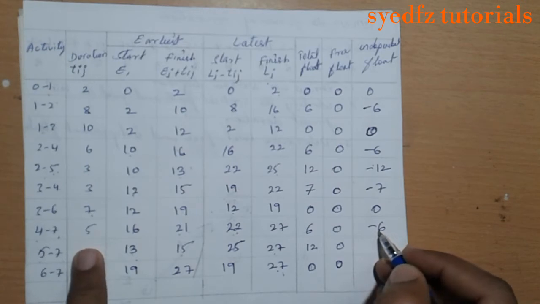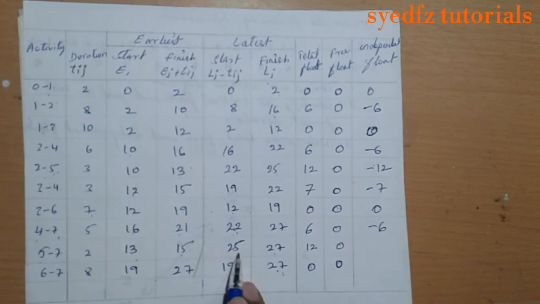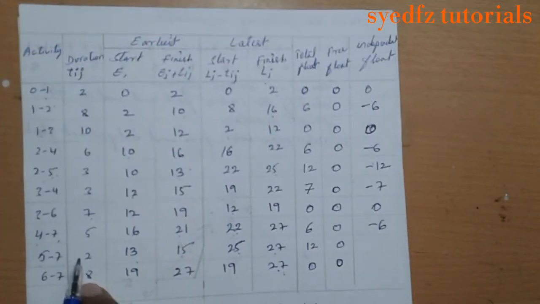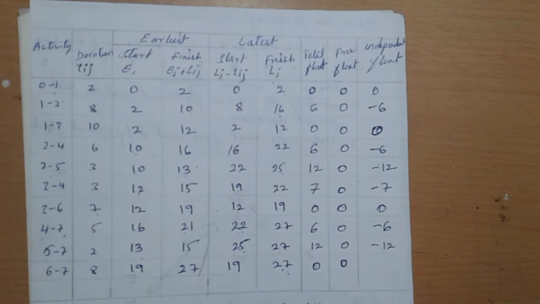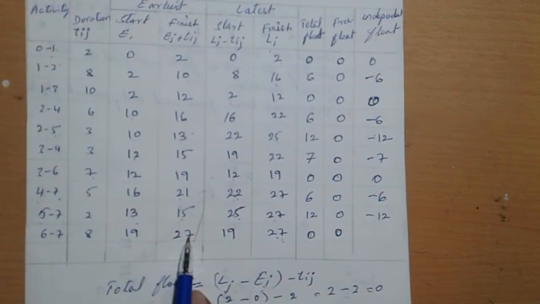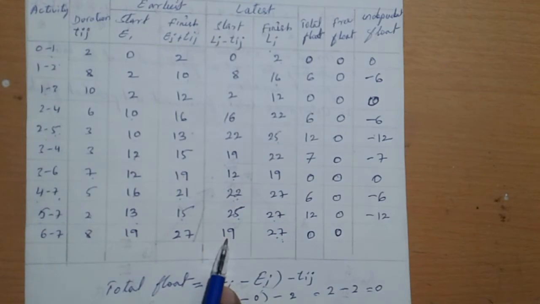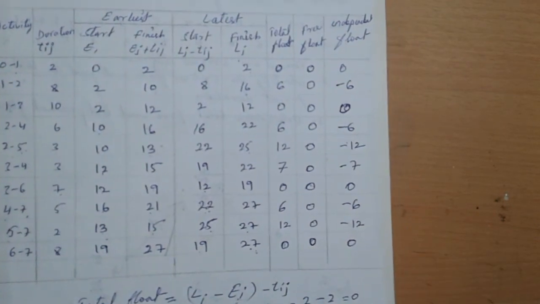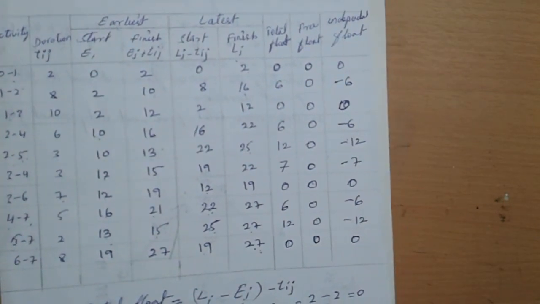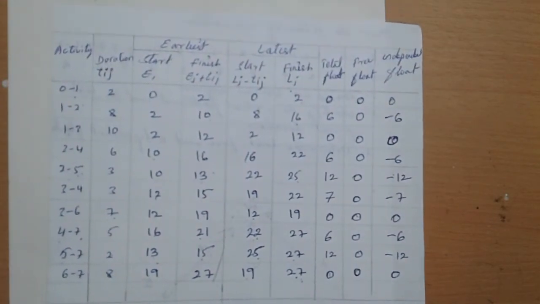15 minus 25 is minus 10. Minus 10 and minus duration 2 is minus 12. 27 minus 19, how much do we get? 8. 8 minus 8, 0. This is the independent float. This is the way we can calculate independent float, free float and total float. And that is the critical path problem.